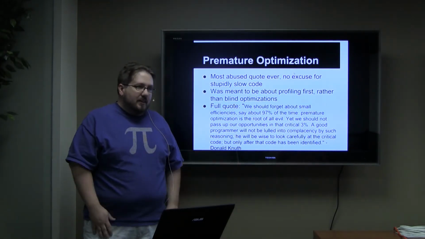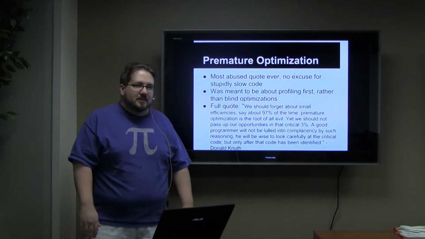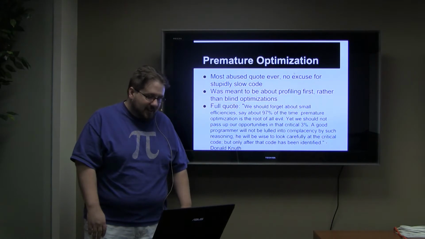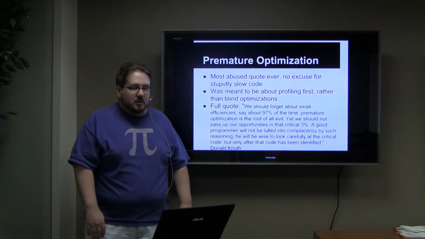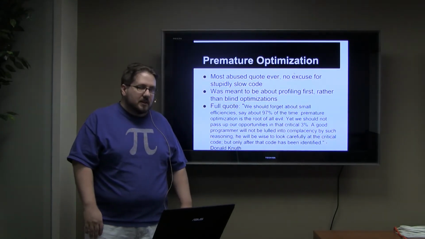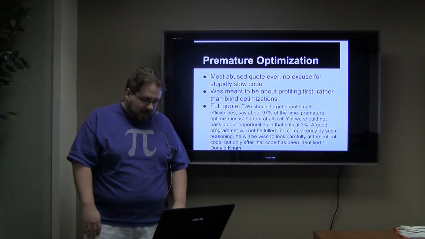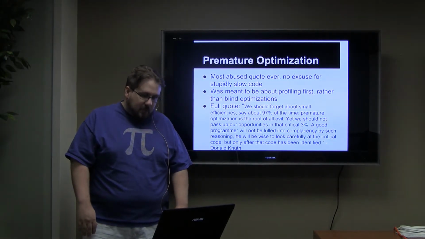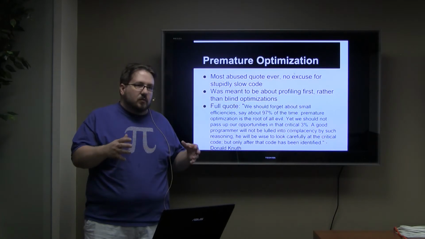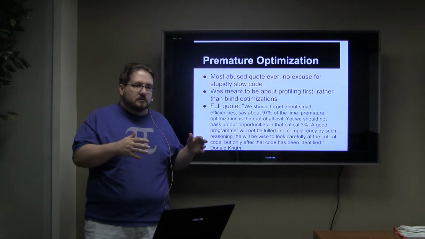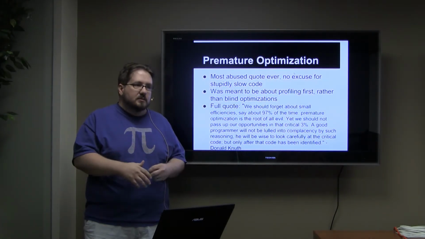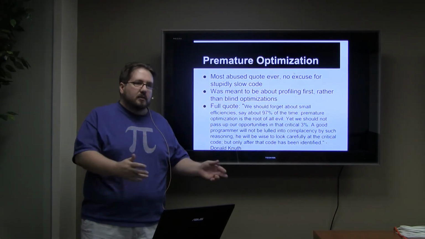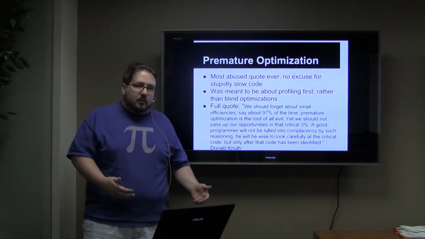So you often hear people in the computer science world talk about premature optimization. In my opinion, it's one of the most abused quotes ever because most of the people that repeat it have no idea what it means. It was more about profiling to find where your actual performance bottlenecks were, rather than just blindly looking at code and saying, oh, I can make that faster, finding out what's actually important.